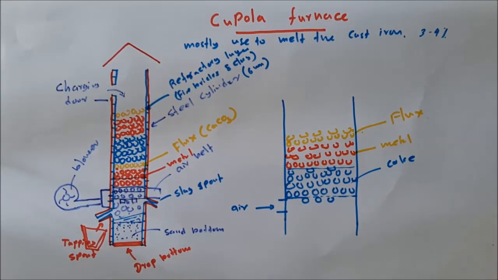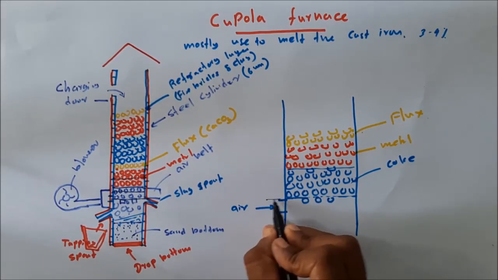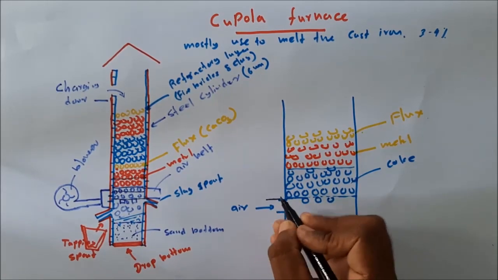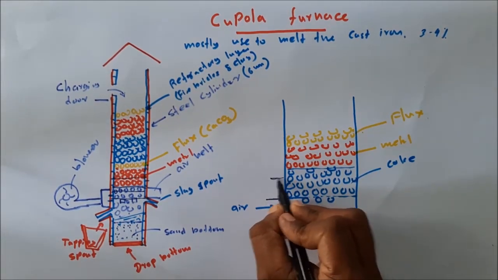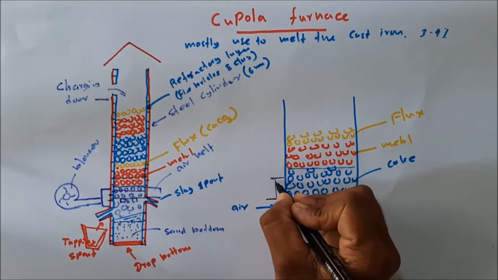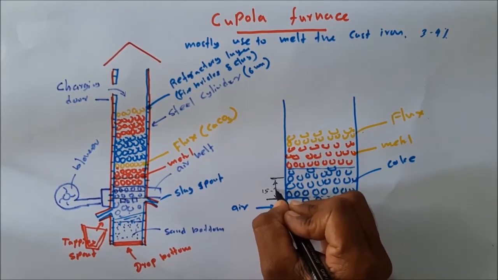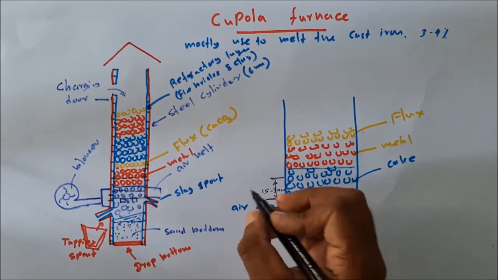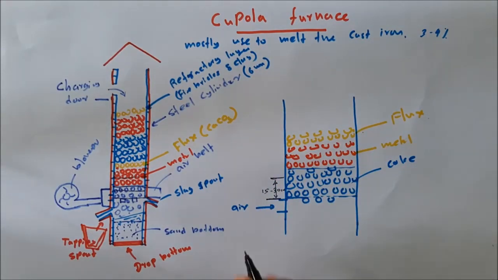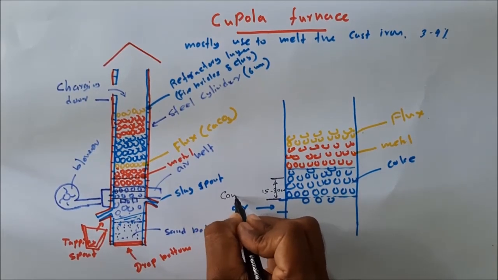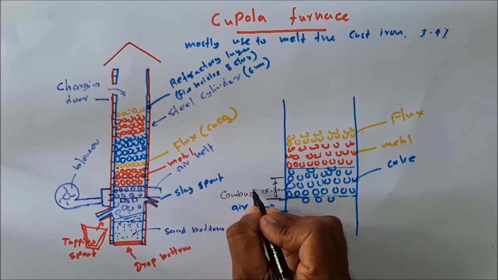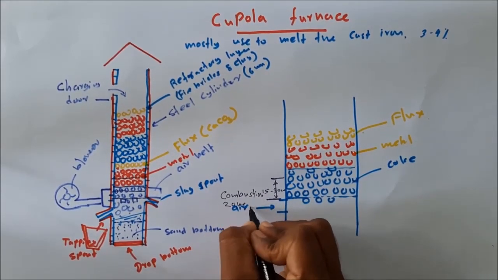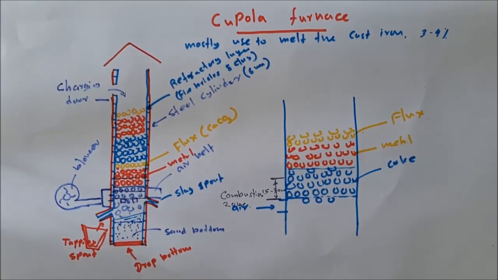Okay, then the four different regions we can identify, starting from the preheating zone, starting from the air inlet, top of the air inlet to a certain height in this coke bed, around 15 to 30 centimeter. This region is called the combustion region, combustion zone.